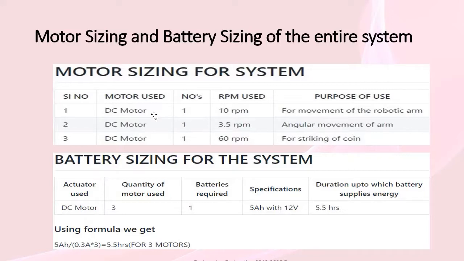This is the motor sizing for the system, and for the battery sizing, the actuator that we are using is a DC motor, the quantity of motors used is 3, and the battery required is 1 with the specification 5 ampere with 12 volt. The duration up to which the battery supplies energy is 5.5 hours. So this was all regarding the circuit diagram, flow chart, bill of materials, motor sizing and battery sizing of the entire system. The next part will be explained by Varun.